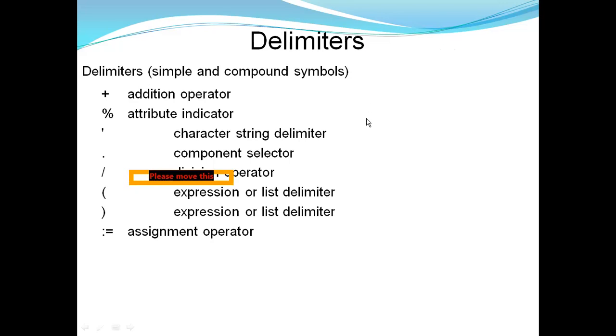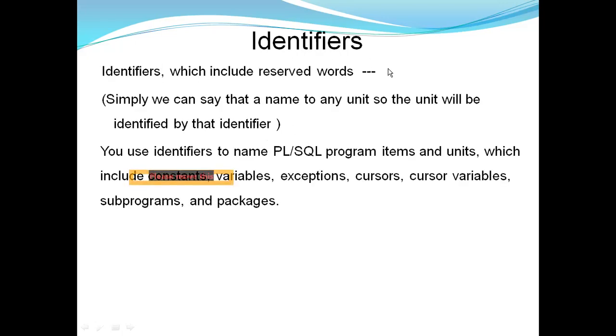What are the delimiters? We have already discussed. That is all the symbols we are using are considered as delimiters. Very simple. It could be simple or it could be compound. All are the delimiters. Identifiers, which include reserved words. Simply, we can say that it is the name of any unit. So the unit will be identified by the identifier. Simple here.